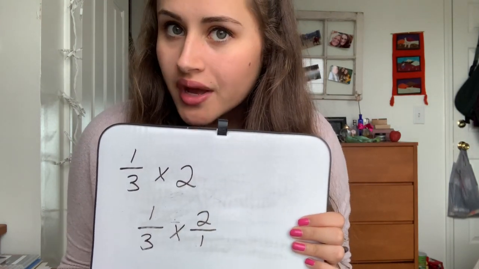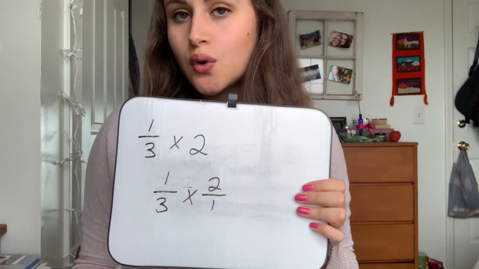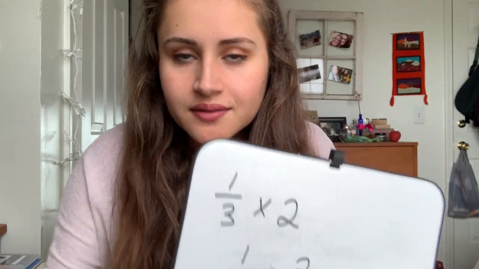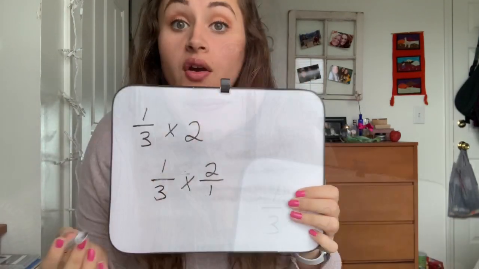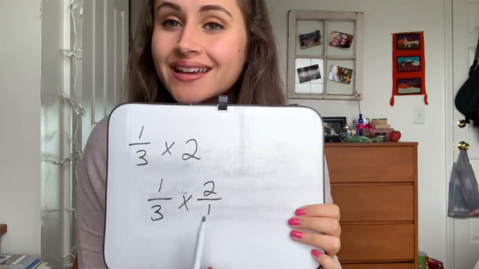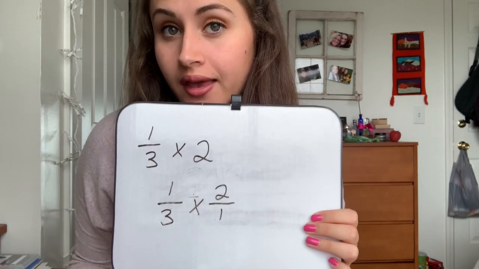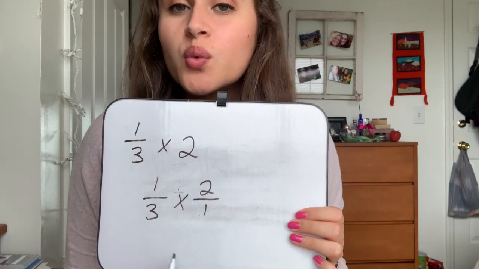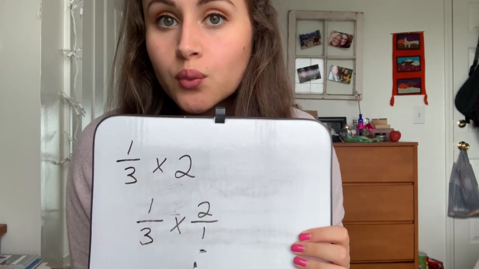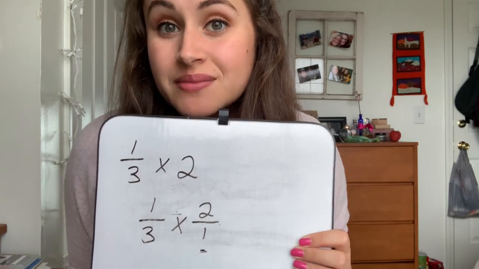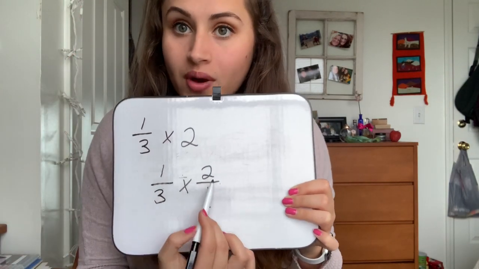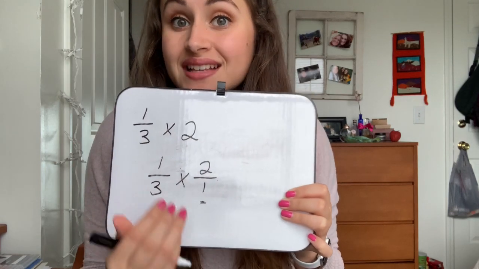But why did I put the 1 under the 2? Why am I putting 2 over 1? Because 2 is a whole number, but now it looks like a fraction. What does this mean? Let's talk about that for a second. I don't want you to get confused here when I put the 2 over the 1, because technically, even though we are multiplying a fraction by a whole number, we are still multiplying by a fraction. And when we put 2 over 1, this line really means division. So 2 divided by 1, any number over 1 is always itself. So 2 over 1 is still 2.